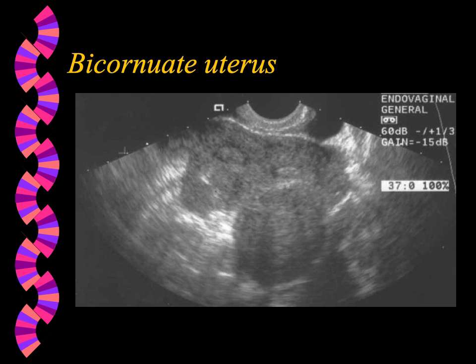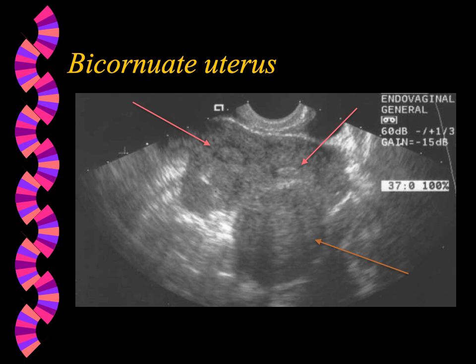Next is an example of a bicornuate uterus, and this is evidenced by the two arrows which point to the two endometrial cavities that we can see. Interestingly, this patient not only had a bicornuate uterus, but she also has a uterine fibroid off of the left horn of her uterus. The pink arrows, again, point to the endometrial cavities of the two horns, and the orange arrow points to the fibroid, which is coming off of the left horn of her uterus.